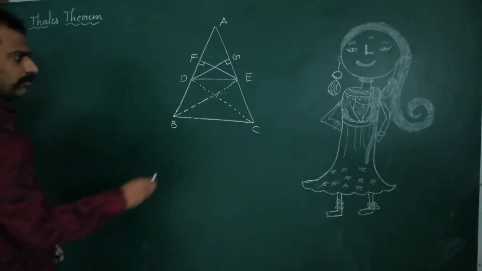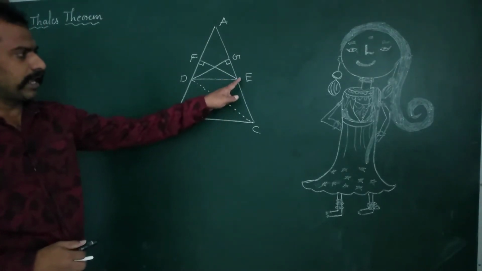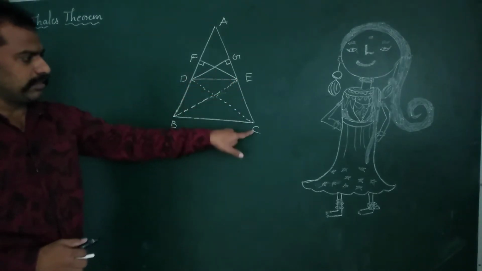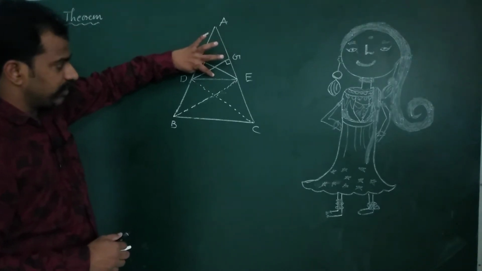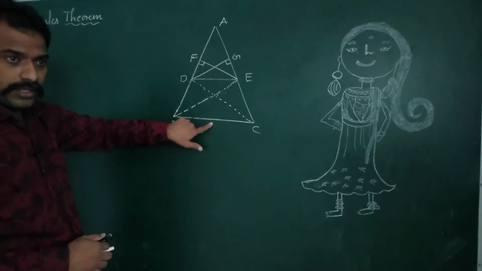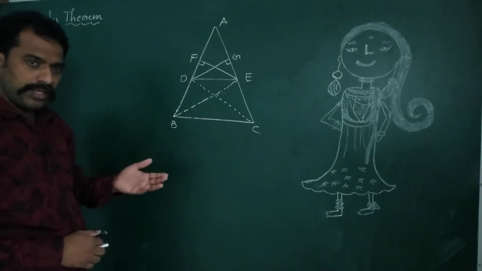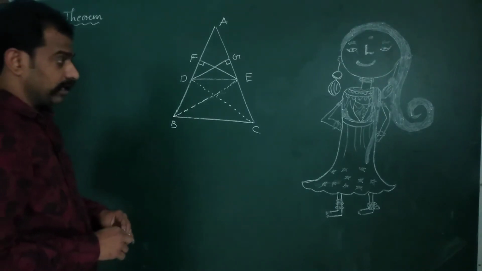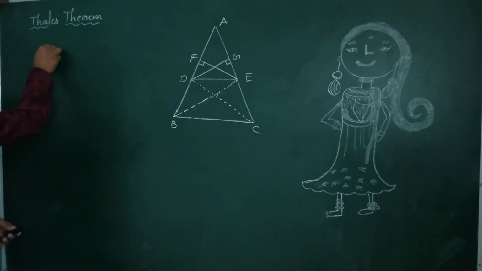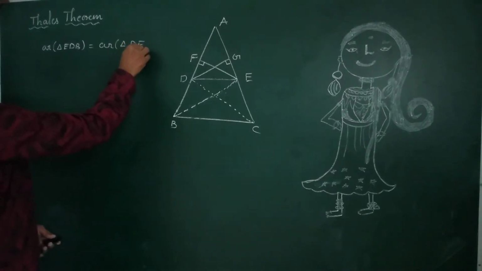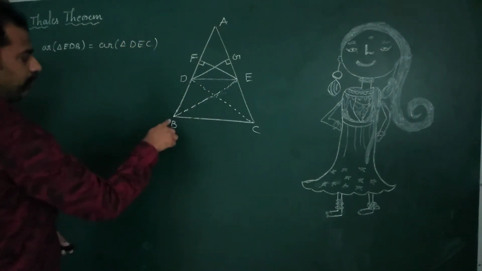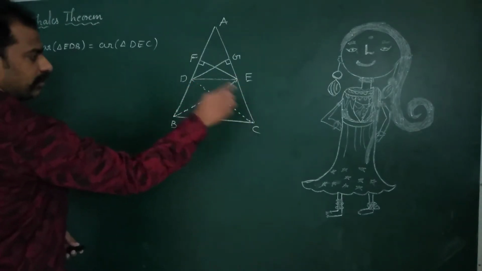Now you observe two triangles here, triangle EDB and triangle DEC. These two triangles lie on the same base DE and between the two parallel lines DE and BC. Two triangles lying on the same base between two parallel lines have equal area. So we can write area of triangle EDB is equal to area of triangle DEC.